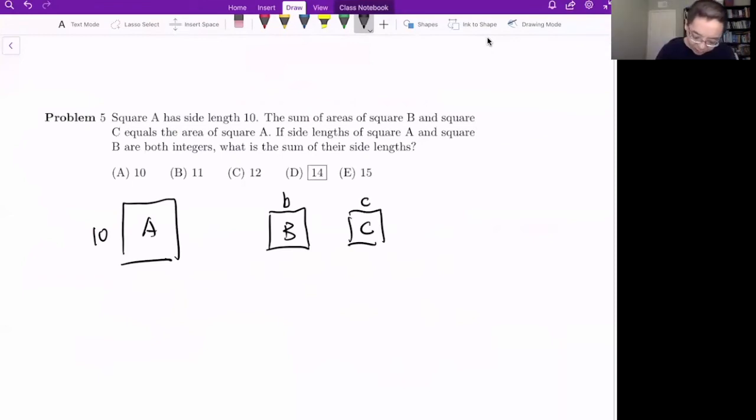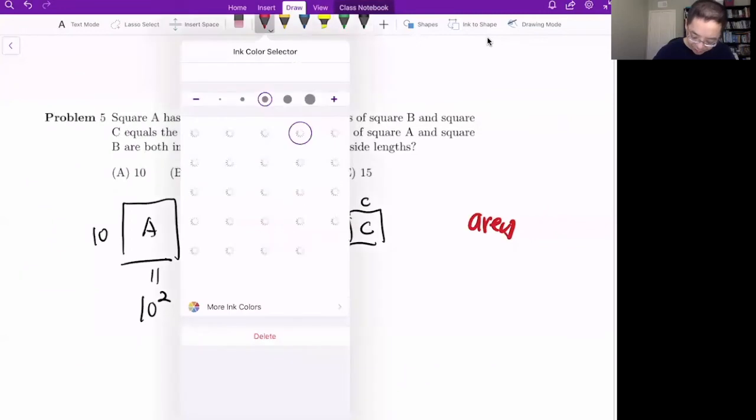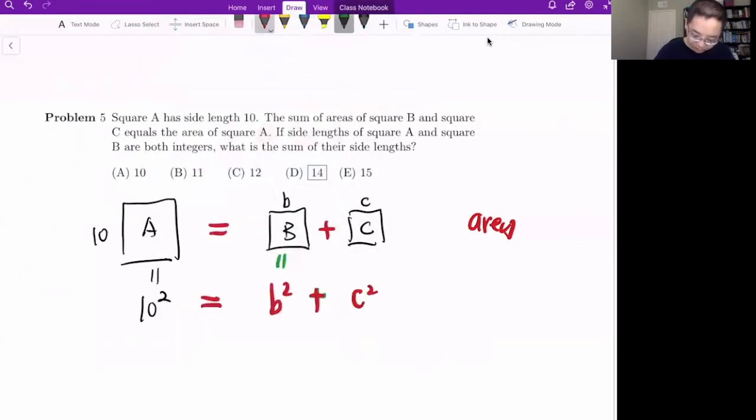Now we know the sum of the areas is equal. In terms of areas, the area of A is 10 squared, which is 100, 10 times 10, and this equals the area of B, which is b squared, plus the area of C, which is c squared. So basically we are looking for integers b and c such that the sum of the squares is 10 squared, which is 100.